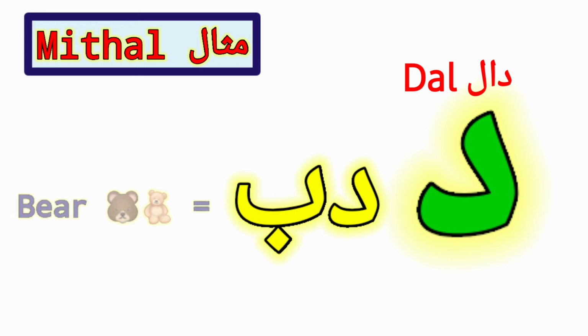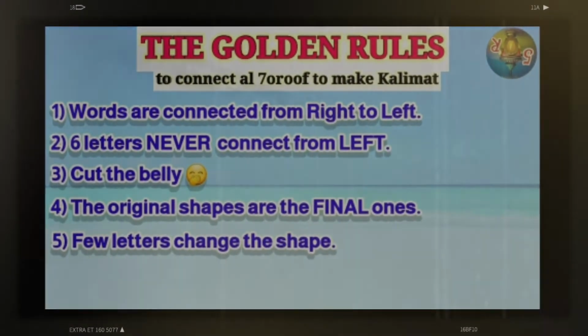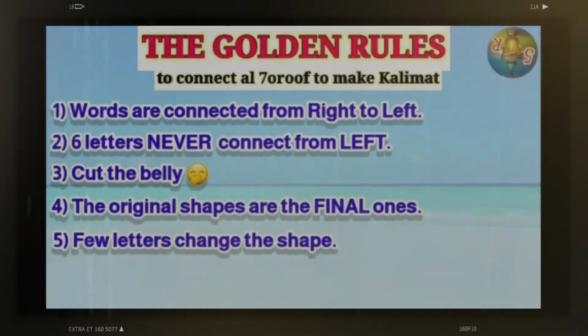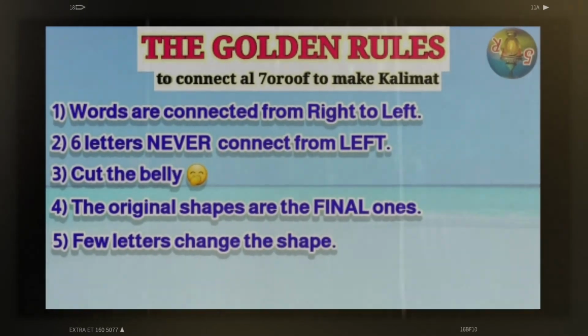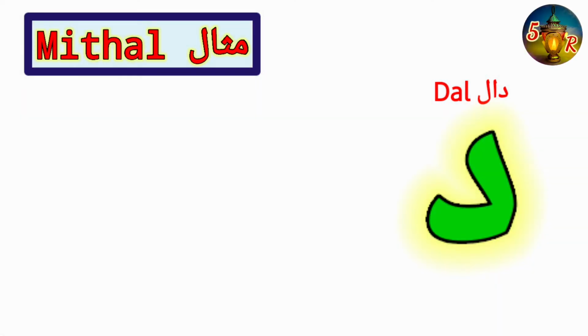That means dal is our second friend from the 6 letters that we never connect from the left. We mentioned that in the golden rules of connections, right? So if you're still confused about them, straight after this video, go back and recap it. It's very important. تمام. طيب, مثال تاني for dal.